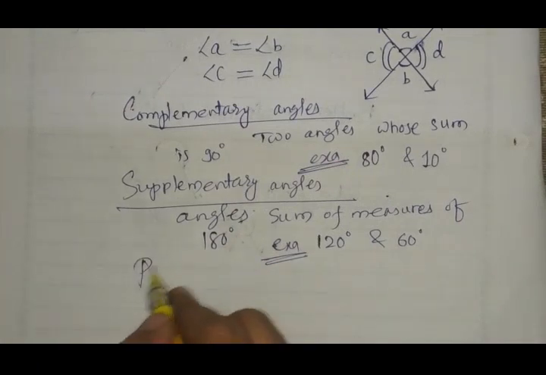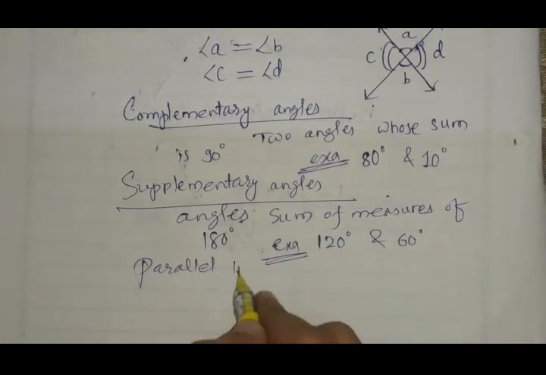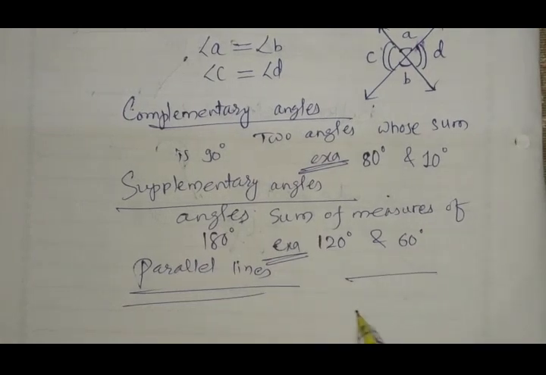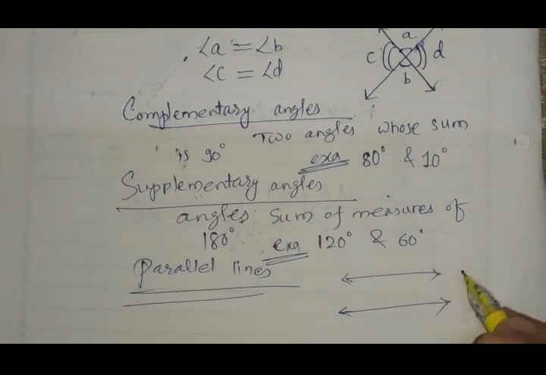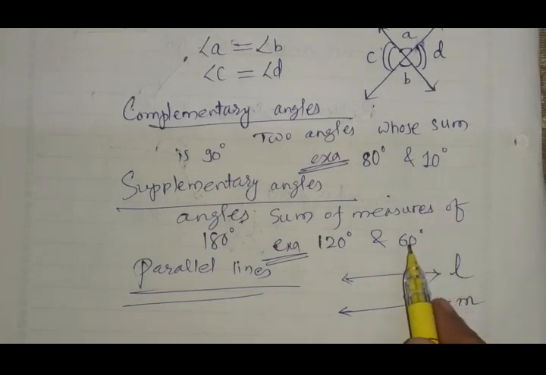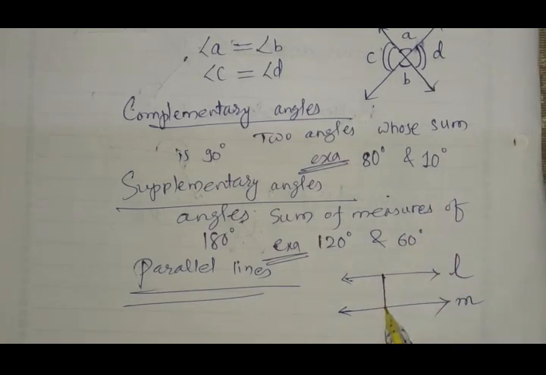Next we are having parallel lines. So what are parallel lines? You can say the lines in a plane which are not going to intersect. Suppose this line L and this line M, they are not going to intersect. These lines are called parallel lines. And you can say the distance between these parallel lines is going to be constant. It is the same everywhere, and it is equal to the perpendicular distance here.